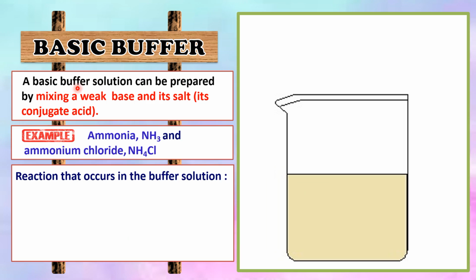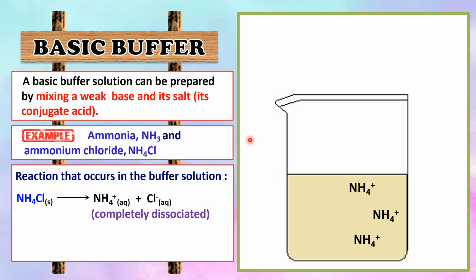A basic buffer can be prepared by mixing a weak base and its salt, that is its conjugate acid, for example ammonia and ammonium chloride. So what are the reactions that occur in the buffer solution? There are two reactions.